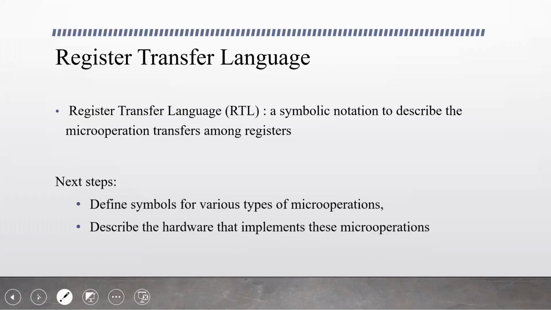Register transfer language, RTL, is a symbolic notation used to describe the micro operation transfers among registers. Register transfer means transferring information from one register to another. The language used to describe the operations used to perform that register transfer, which uses a symbolic notation, is called register transfer language.